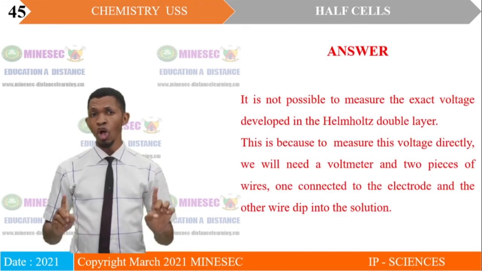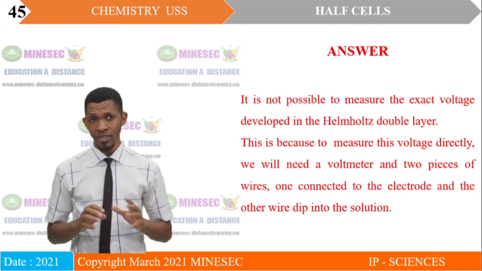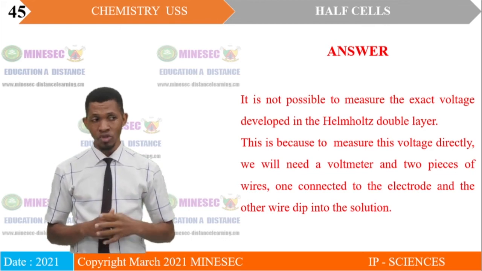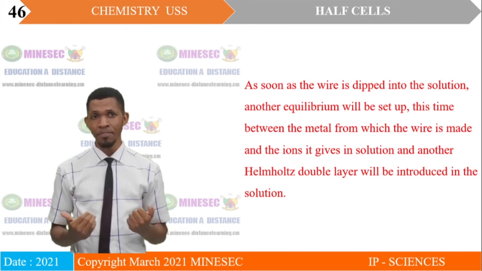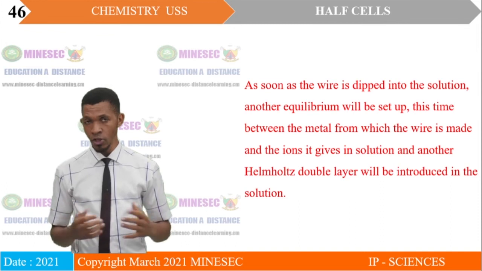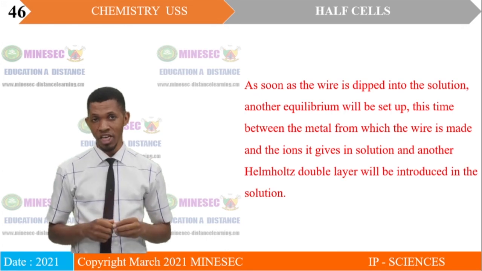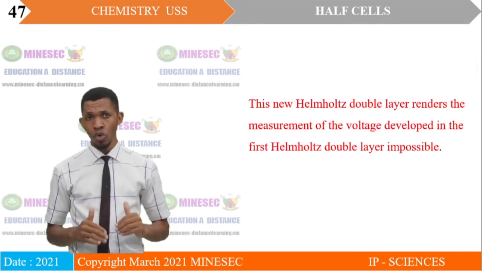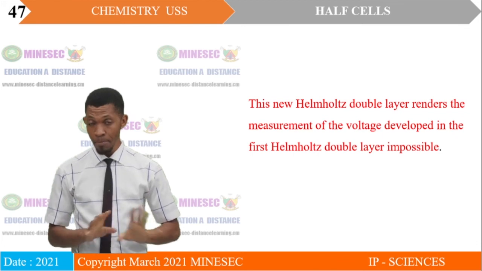Answer. It is not possible to measure the exact voltage developed in the Helmholtz double layer. This is because to measure this voltage directly, you will need a voltmeter and two pieces of connecting wires, one connected to the electrode and the other deep into the solution. As soon as the wire is deep into the solution, another equilibrium will be set up, this time between the metal from which the wire is made and the ions it gives in solution, and another Helmholtz double layer will be introduced in the solution. This new Helmholtz double layer renders the measurement of the voltage developed in the first Helmholtz double layer impossible.